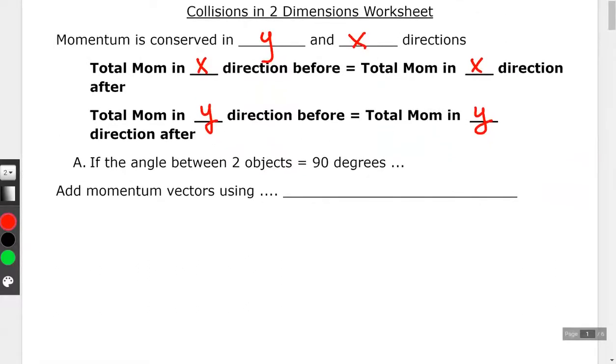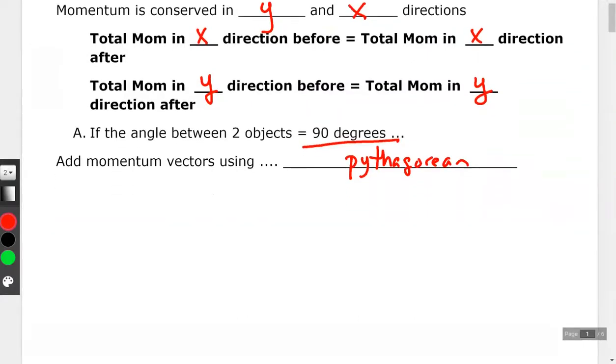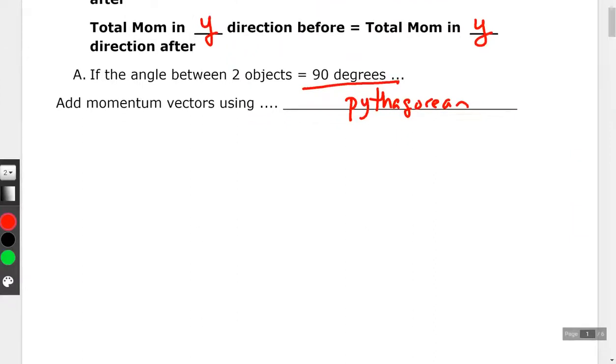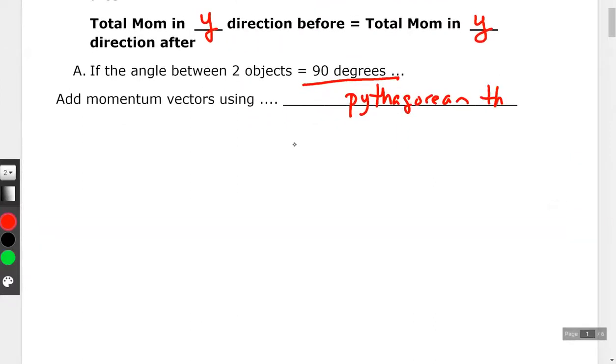So if the angle between the two vectors that you're adding is 90 degrees, I hope you remember that. How would you add those momentum vectors? You'd use the Pythagorean theorem because momentum's a vector, and we'll follow the rules of addition for 90 degrees. We use the Pythagorean theorem. So let's look at the first problem.